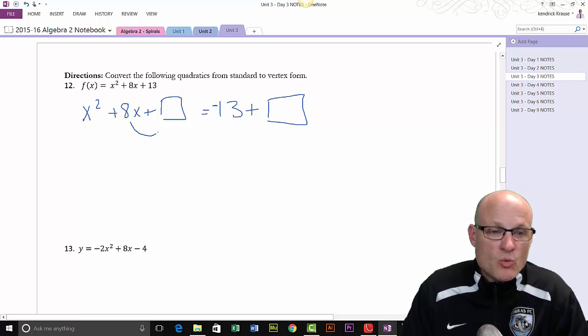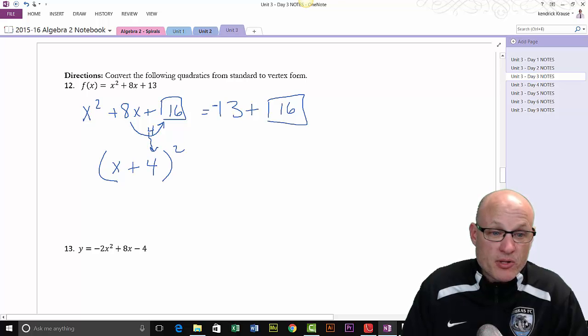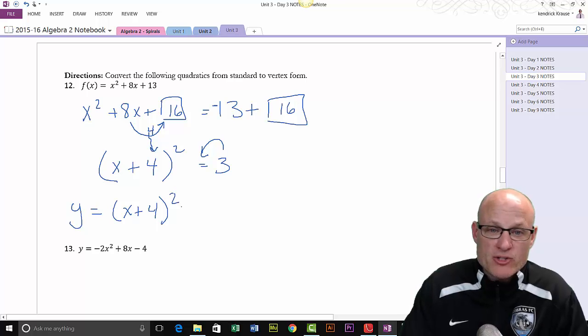Now, this in factored form is (x + 4)². Whatever that half is goes there. Is equal to 3. Now we bring the 3 back over and we write it as y = (x + 4)² − 3. So in this case, my vertex would be (−4, 3). Now I want to check that.